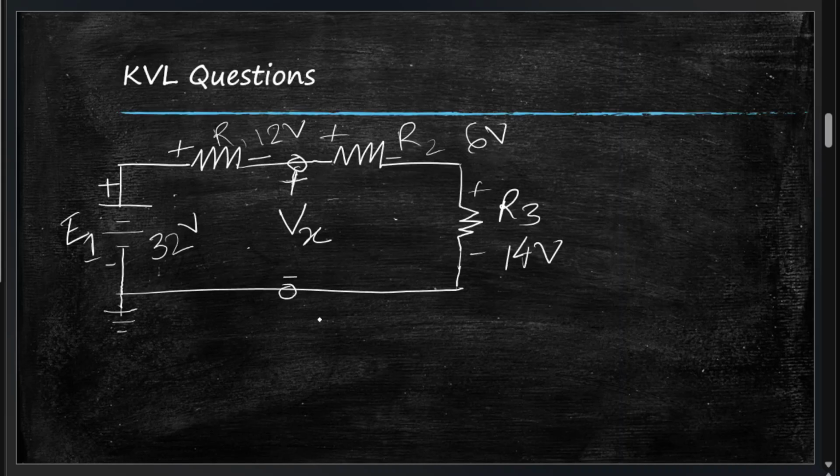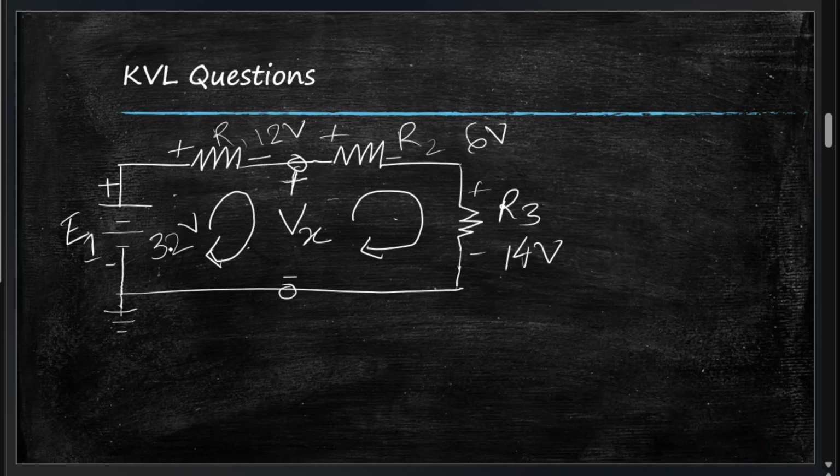So for KVL, it's another series circuit, a closed loop, but we have to find Vx, which is in the middle of the circuit. So this Vx essentially divides the circuit into two parts. This loop is part 1 and this clockwise loop is part 2, right? So we can actually find Vx using either of these loops. We'll use both just for explanation's sake.